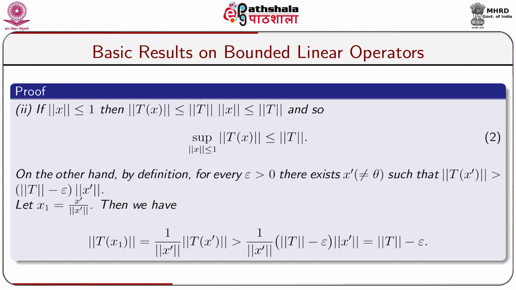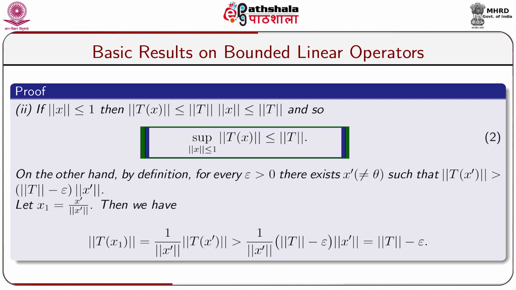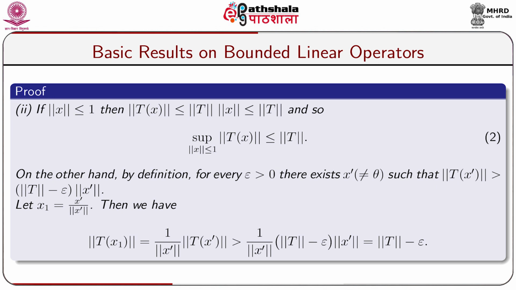Let us take a proof for 2. If norm of x less or equals to 1, then norm of Tx less or equals to norm T into norm of x, which is less or equals to norm T because norm of x less or equals to 1. And so, supremum of norm of Tx where supremum is taken over norm of x less or equals to 1, is less or equals to norm of T.